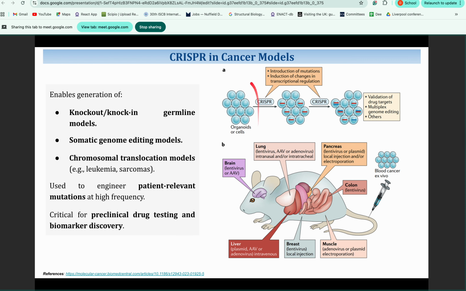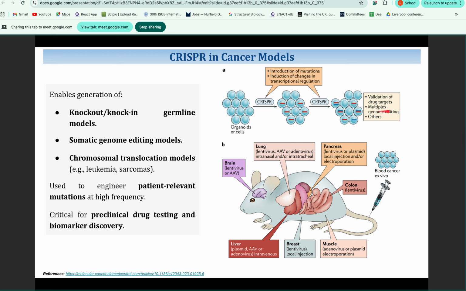In this case, these are the organoids or the cells. With the help of CRISPR, we can either introduce mutations or induce changes in the transcriptional regulation. So here 2 rounds of CRISPR are done.